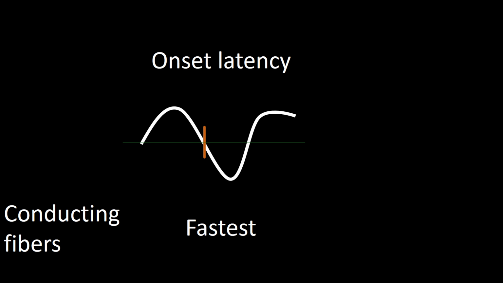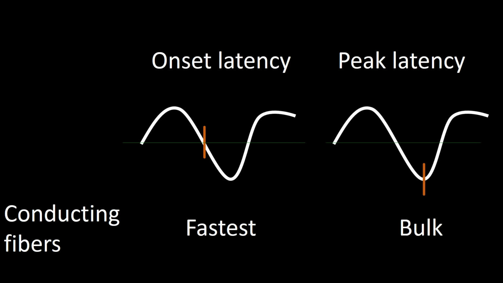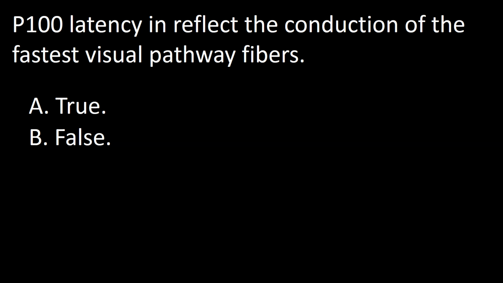Although in this frame you can see the onset clearly demarcated by a vertical line, in reality there is no way of knowing where the onset of the positive wave really starts, because it can start anywhere after the previous wave starts dropping. Latency measured from stimulus to wave peak indicates conduction of the bulk of the fibers, the time the maximum number of fibers are arriving to their intended targets. So the answer to this question is B.